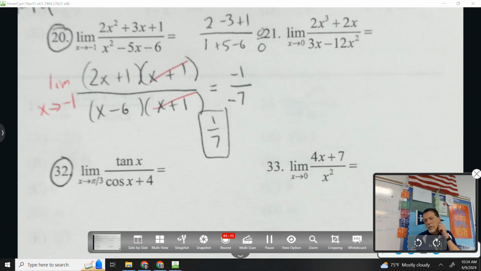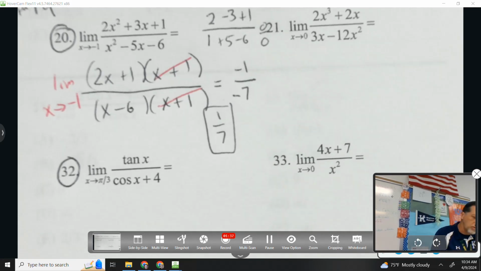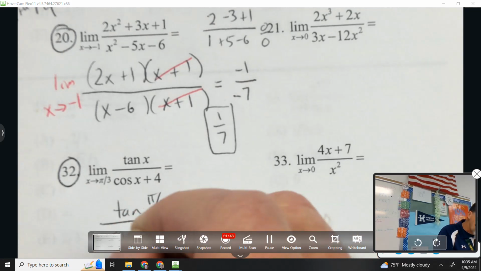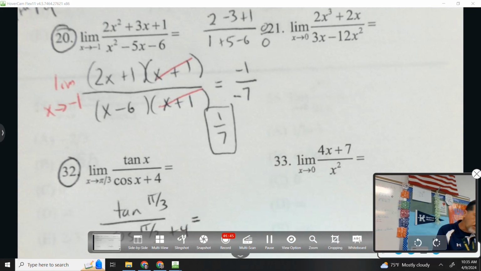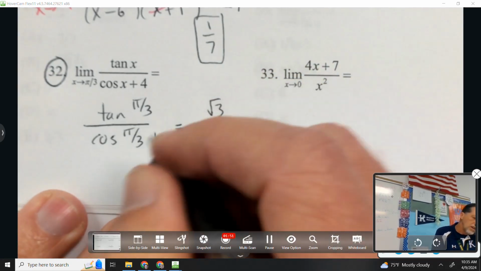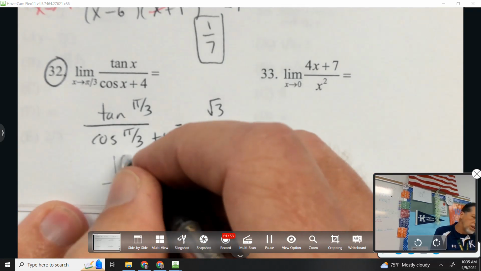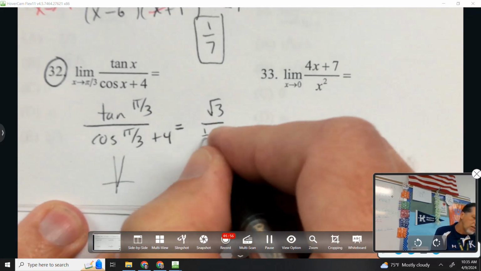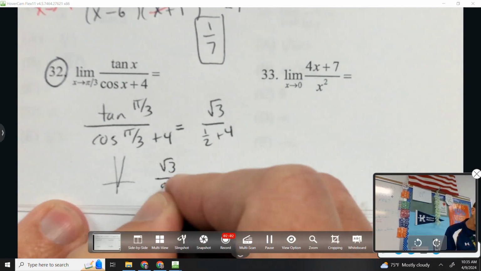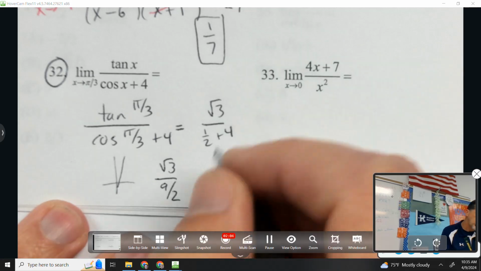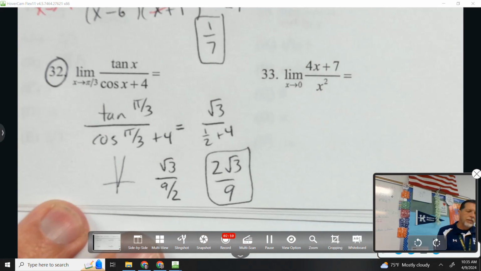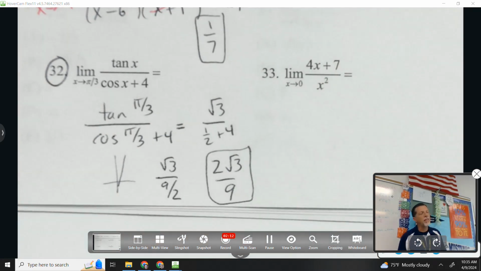That looks weird, but I'm hoping it's a substitution problem that works with substitution and I don't have to do anything with it. But we'll find out. Try substitution first. Tangent pi over 3 is √3. Cosine pi over 3 is 1/2. So that's √3 over 9/2, which would be 2√3 over 9. And yeah, there was nothing tricky about that one. That was just plug it in.